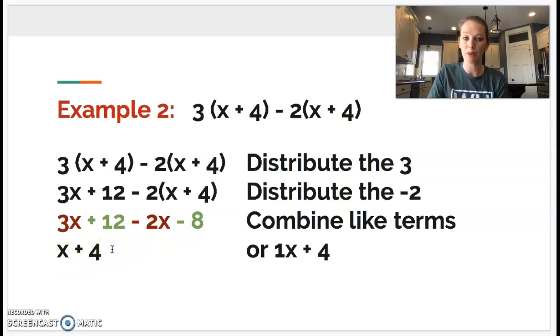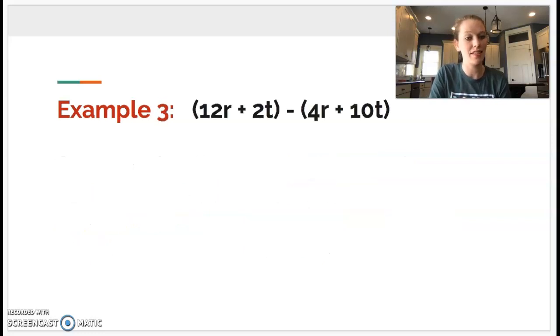And again, now we're done with the problem. So I can't combine the x with a constant, so we're done. So we have those two terms left, and we can go ahead and move on to the next problem. All right, I have one more problem for you today, and it's dealing with two parentheses again.